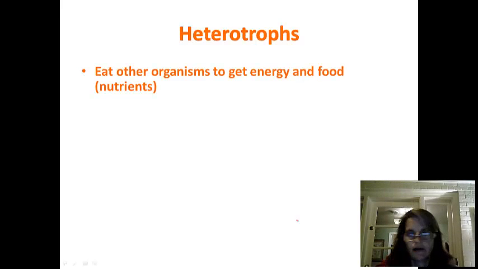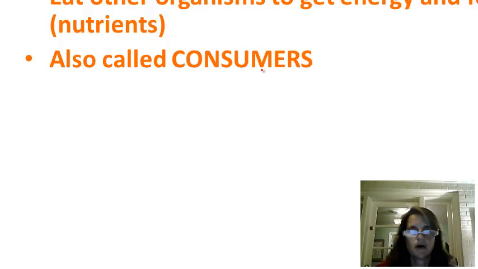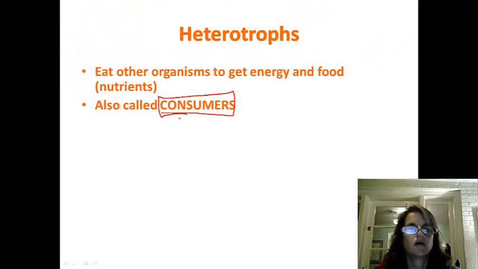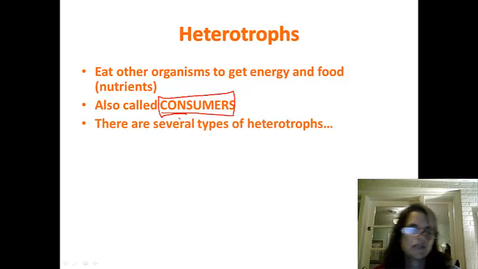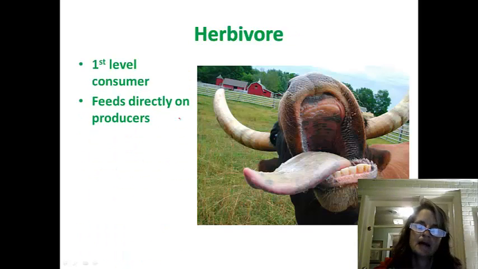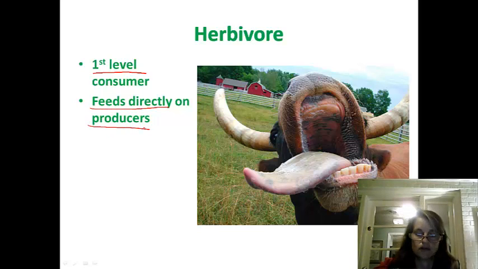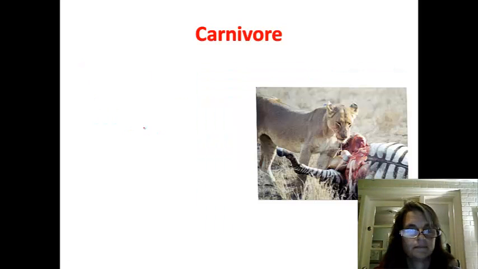Now, heterotrophs, we've already said, eat other organisms to get energy and nutrients, but they are also called, and this is important ecologically speaking, consumers. They don't produce much, but they do consume a lot. There are several types of heterotrophs, okay? There are herbivores, okay? That's a fine-looking herbivore there. They are considered first-level consumers, meaning they are going to feed directly on the producers. So they're the first in line. The plants harness the energy from the sun, convert it to food, and boom, the herbivore is right there to eat the plant and get that food and use it, the energy in that food, for their own purposes.